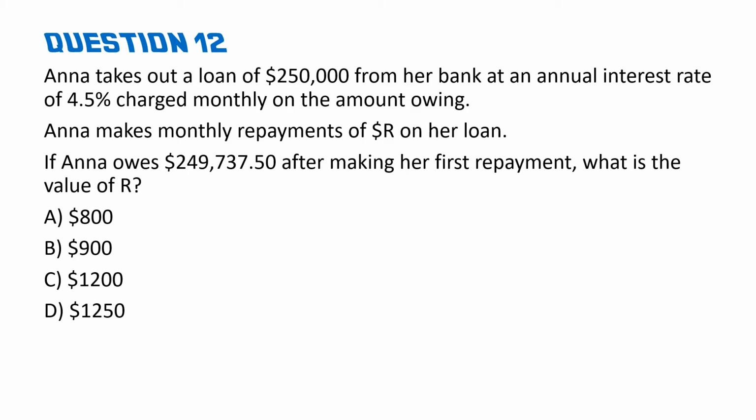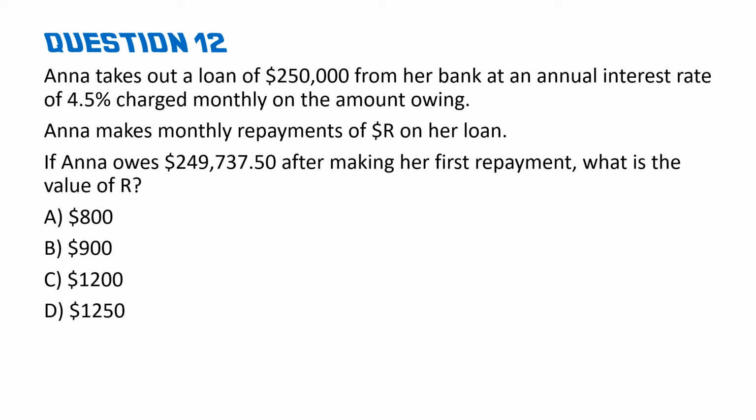Question 12. Anna takes out a loan of $250,000 from a bank at an annual interest rate of 4.5%, charged monthly on the amount owing. Anna makes monthly repayments of R dollars on her loan. If Anna owes $249,737.50 after making her first repayment, what is the value of R?